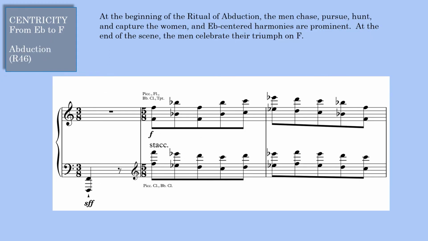The same movement from E flat to F, and with similar dramatic significance, characterizes the next scene, the ritual of abduction. At the beginning of that scene, the men chase, pursue, hunt, and capture the women, and E flat centered harmonies are prominent. At the end of the scene, the men celebrate their triumph on F.